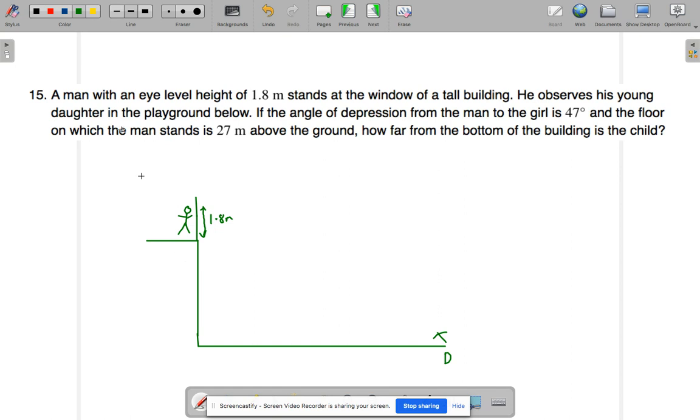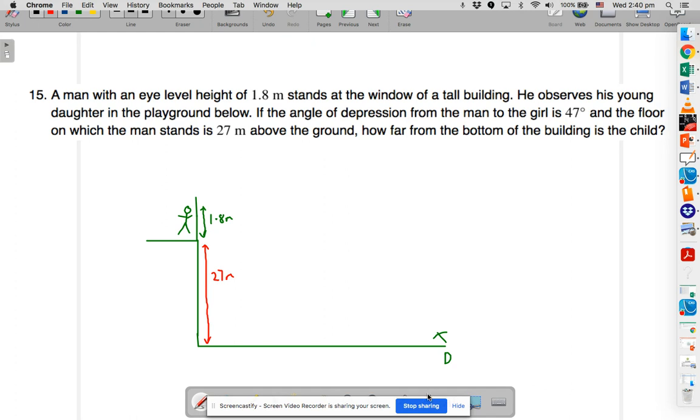Okay, so that means, let's change colour for a moment, that distance there to the ground, there to the ground, there to there, that's 27 metres. All right, and then we've got the man standing at the window whose eye line is 1.8 metres tall. Now the angle of depression from the man to the girl is 47 degrees.